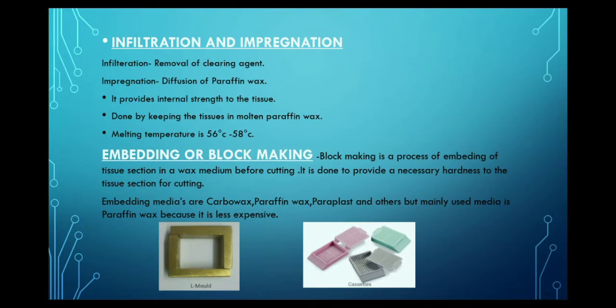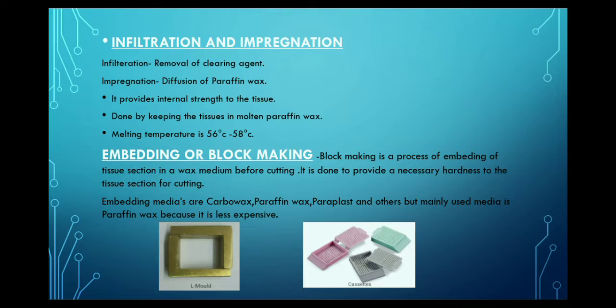Now the next step is infiltration and impregnation. Infiltration means removal of clearing agent, whereas impregnation means diffusion of paraffin wax. So the removal of clearing agent is called infiltration and the diffusion of paraffin wax is called impregnation. It provides internal strength to the tissue. It is done by keeping the tissue section of autopsy or biopsy in a jar of molten paraffin wax. The melting temperature for paraffin wax is 56 degrees Celsius. It can vary from 56 to 58 degrees Celsius depending on the quality of paraffin wax.